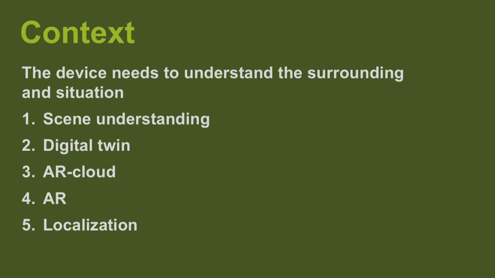I promised you 5 key aspects. Those I will talk about today are scene understanding. Then we need to have some data. We need to store the data somewhere and distribute it. We need to have some visualization, which in this topic is AR. And we need to be able to localize the model so that we can match them perfectly.